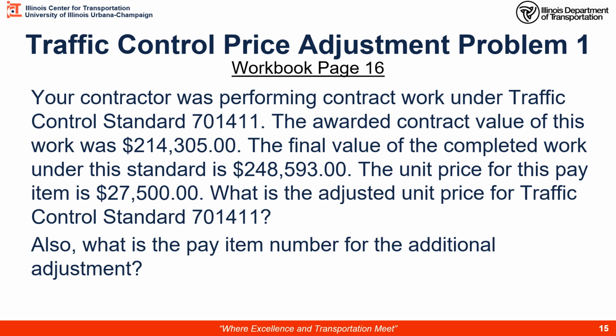Let's go to our workbook, page 16, and we'll take a look at our problem on traffic control price adjustment. Some key things here. We did have a traffic control standard 701-411 that protected an amount of work. That amount of work was looked at as far as the original contract value, which is this value, performed a project, and then added up the final value of all the work completed behind the standard, which is this. And then we have the bid price for the traffic control protection.